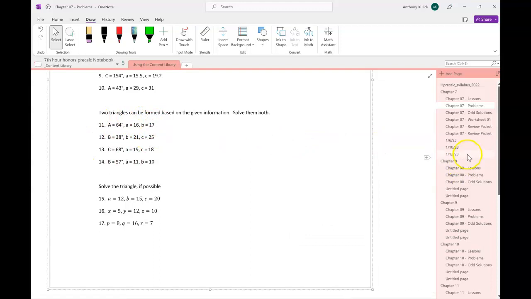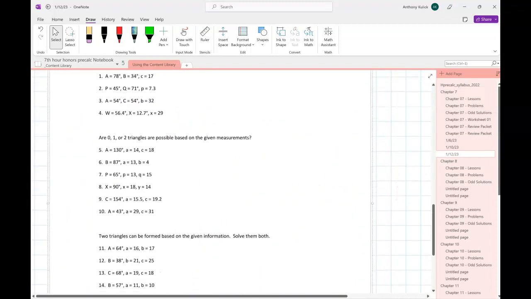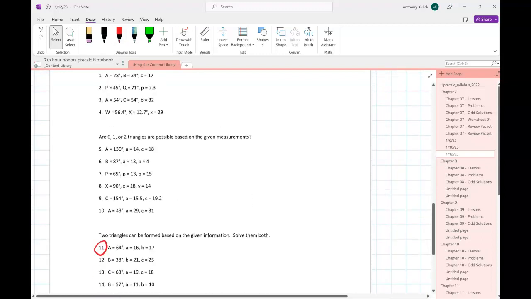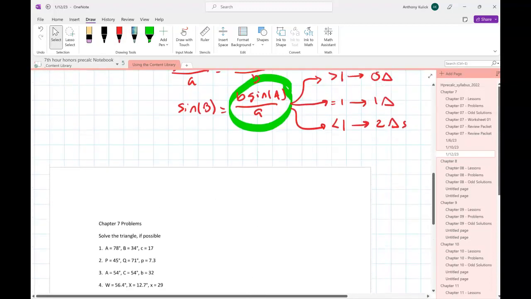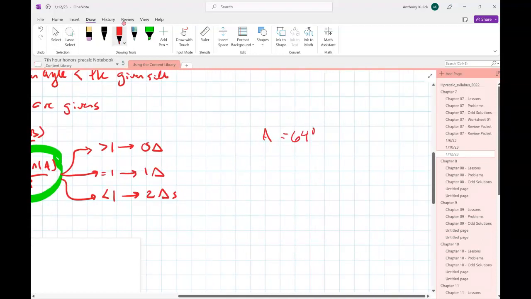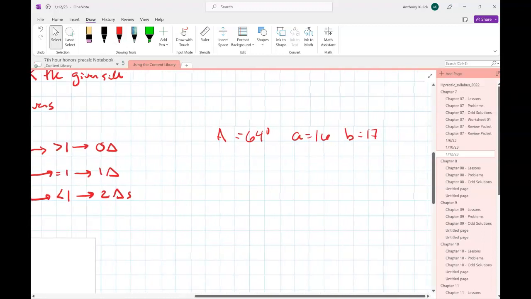I'm just going to do one of these that are guaranteed to be two triangles because they're not trivial to make up an instance. So I'll just do 11. Okay? So 64, 16, 17. Okay. So let's already say we went through the rigmarole to figure out this is the ambiguous case. Are you okay with that? Yes. Okay.